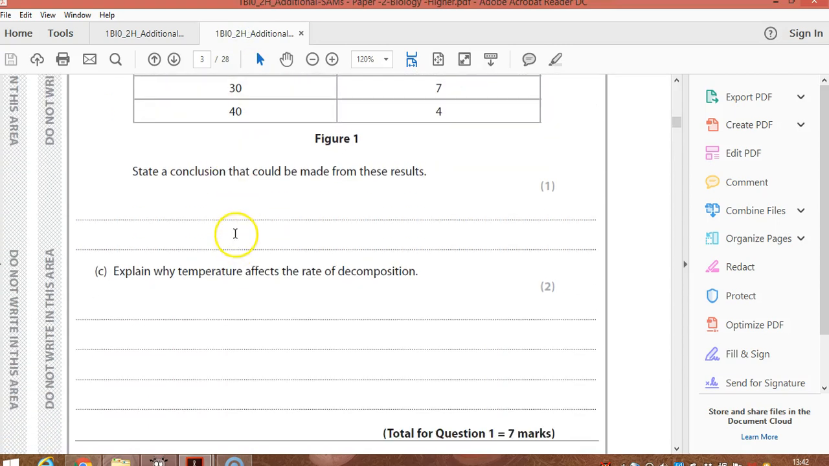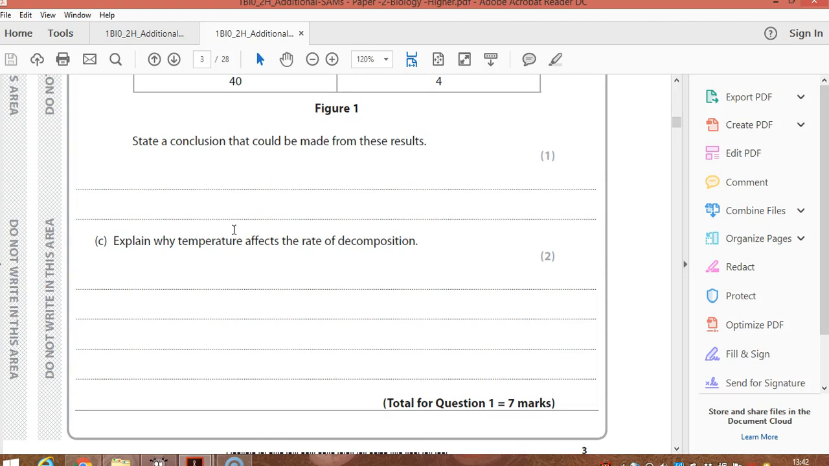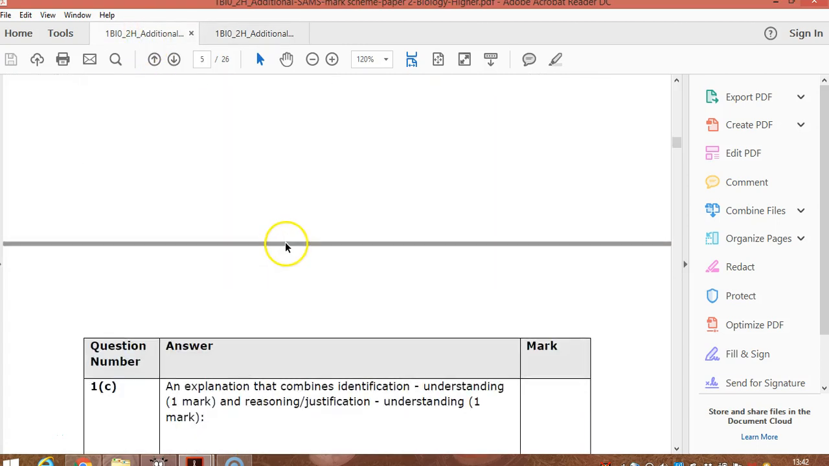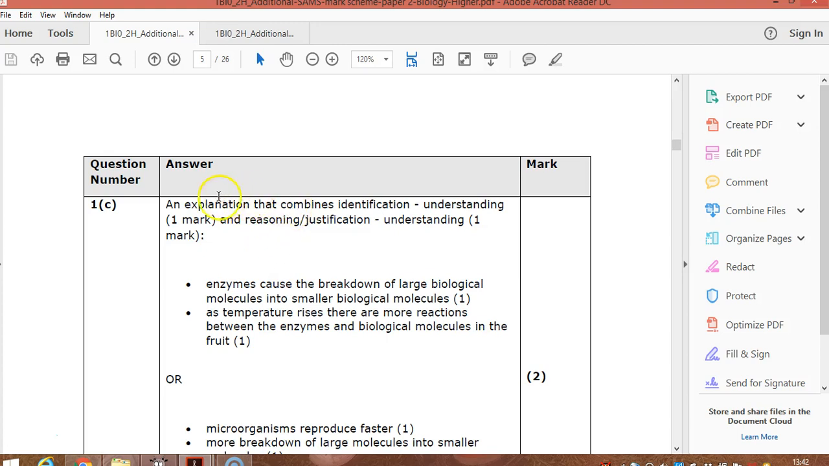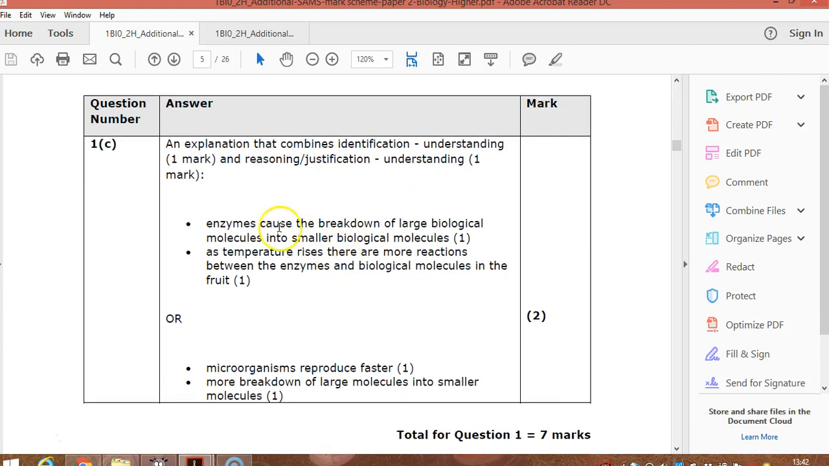Right, explain. The command word is explain, so you need to say because somewhere, why the temperature affects the rate of decomposition. 2 marks. Off you go. Right, so you need an explanation that combines identification and reasoning. So you need to say what the mechanism for the decomposition is. That's the enzymes. Enzymes cause the breakdown of large biological molecules into smaller ones. As the temperature rises, there are more reactions between the enzymes and the biological molecules. Or microorganisms reproduce faster, causing more breakdown of large molecules into smaller molecules.